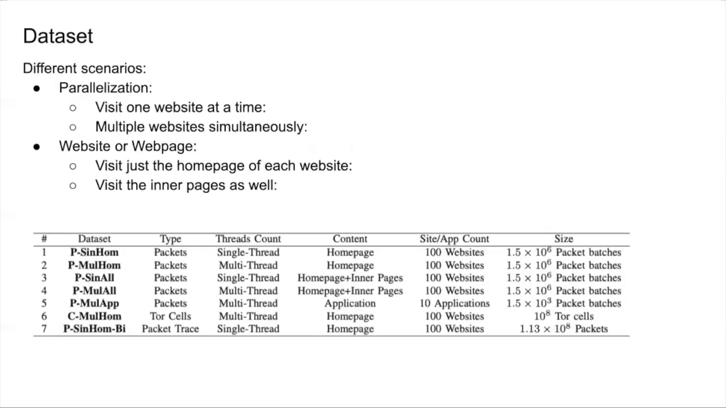We took two different dimensions while gathering the dataset. One of them was the degree of parallelization, and the other was whether the victim is only surfing a single web page or an entire website. According to these two dimensions, we could gather 7 different datasets, almost all of which have 1.5 million packets per batches for websites and applications.